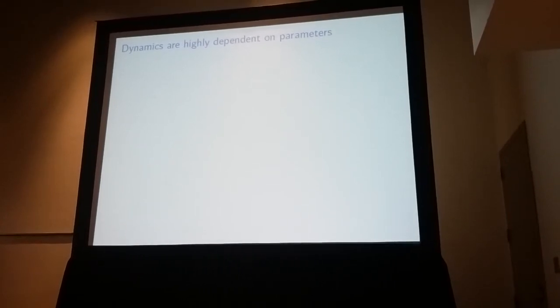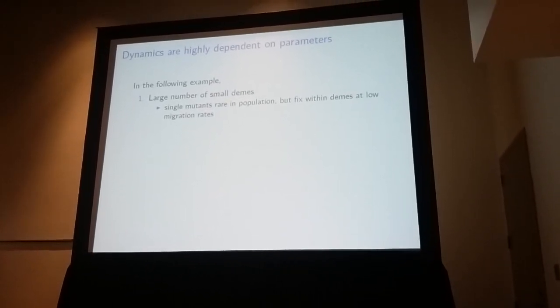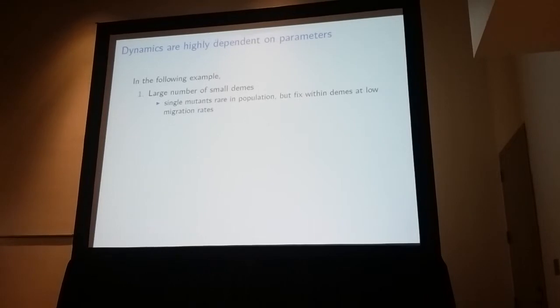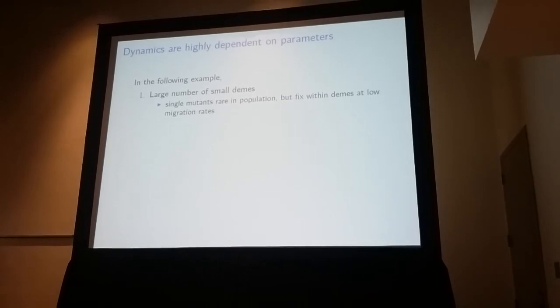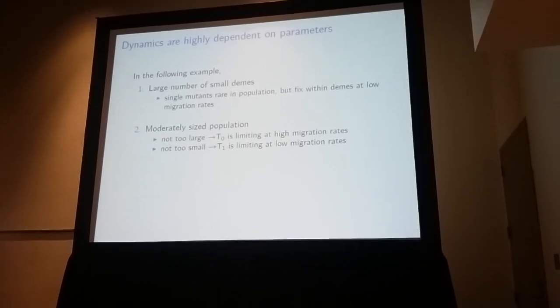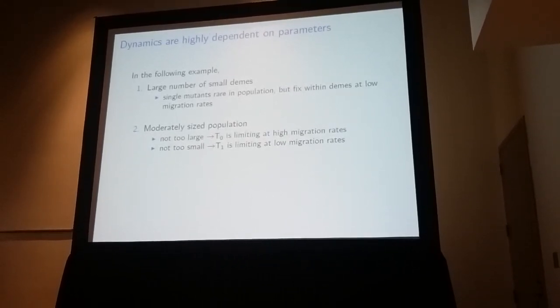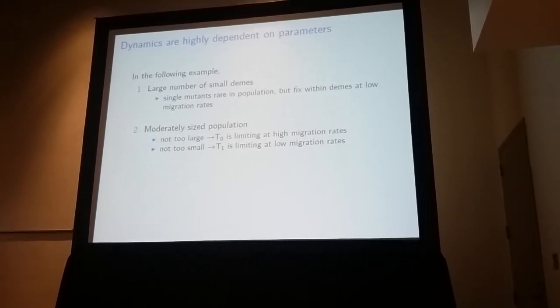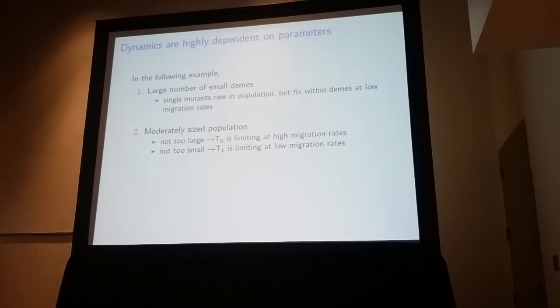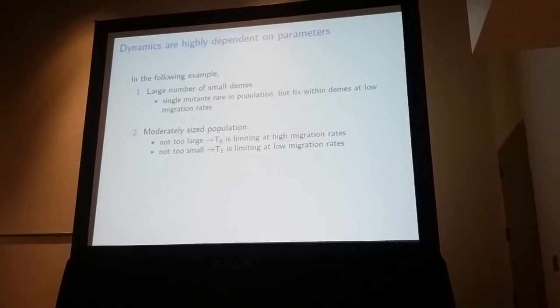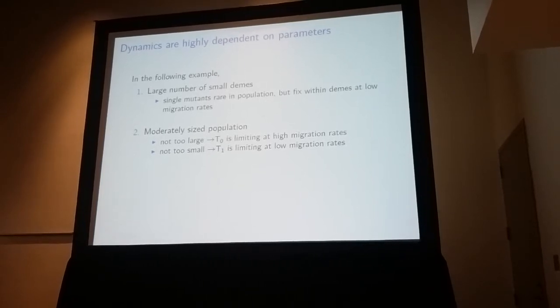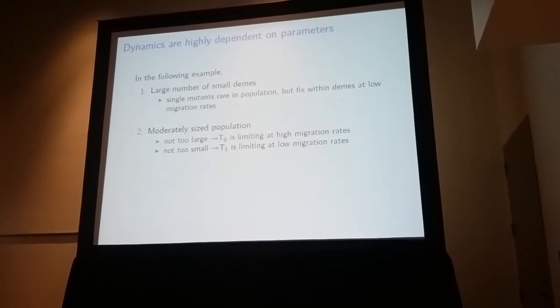In this specific case that I'll consider, there's a large number of small demes, as I mentioned. So the single mutants are always going to be rare in the total population, but they may become frequent within demes if the migration rates are low. The population as a whole is not going to be too large, and it's not going to be too small. And so T0 is going to be limiting at high migration rates, which means there's some potential for subdivision to help. But T1 is going to be limiting at low migration rates. I'll explain that a little bit more on the next slide.